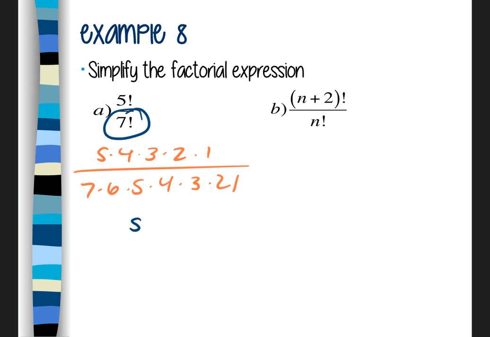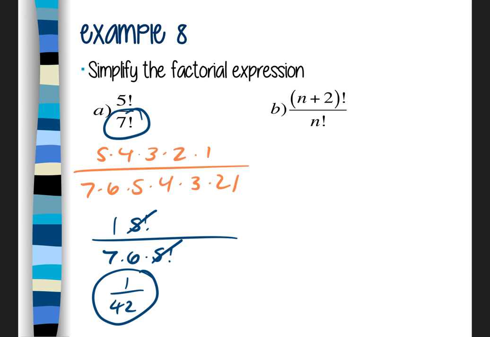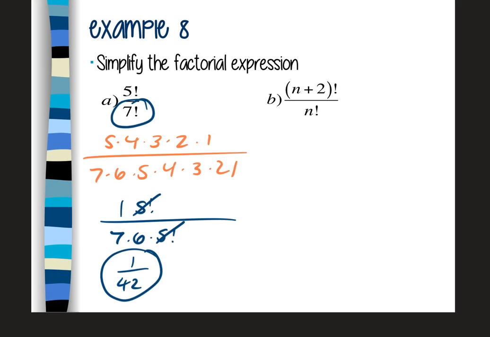So I leave 5 factorial as 5 factorial. And in the bottom, I do 7 times 6 times 5 factorial. And then these are going to cancel. I get 1 in the top, and this is 1 over 42. So wherever the bigger number is, sometimes it's in the top, sometimes it's in the bottom, you take that one, you break it down till you hit the smaller one, and then you cancel. It says 1 over 42.